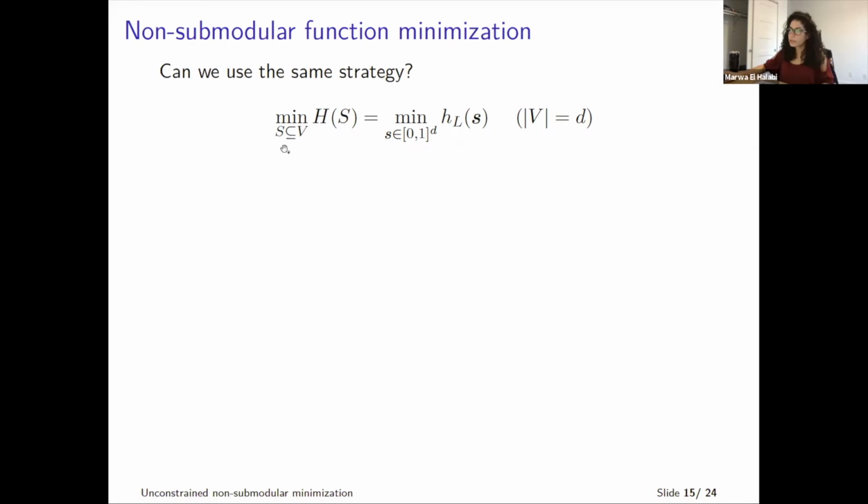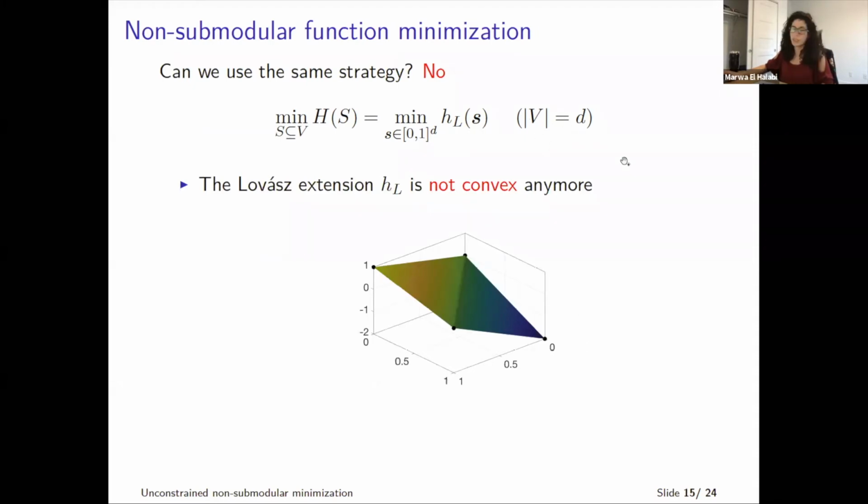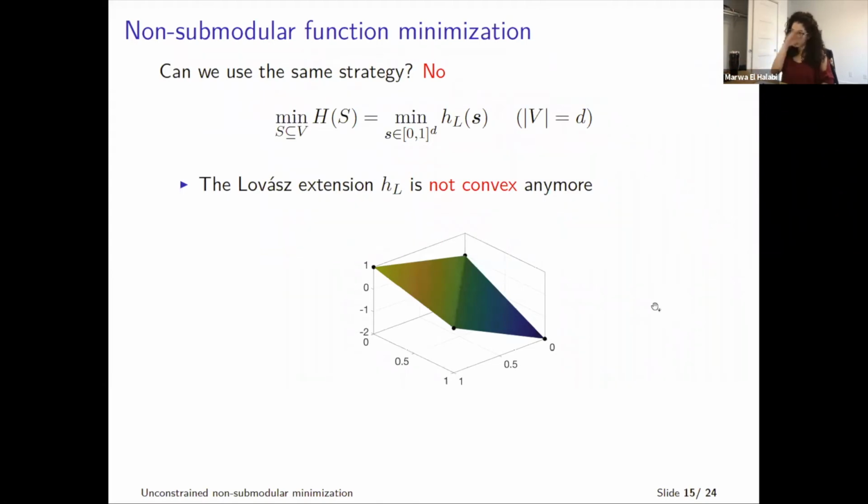And the first thing is that this equivalence between the two problems still holds. So we still have that minimizing the set function is equal to minimizing the Lovász extension, except that now the problem is that the Lovász extension is not convex anymore. So here's one example where the black dots correspond to a set function with |V| equal to 2 that is not submodular. And then considering this interpolation, the function will not be convex.